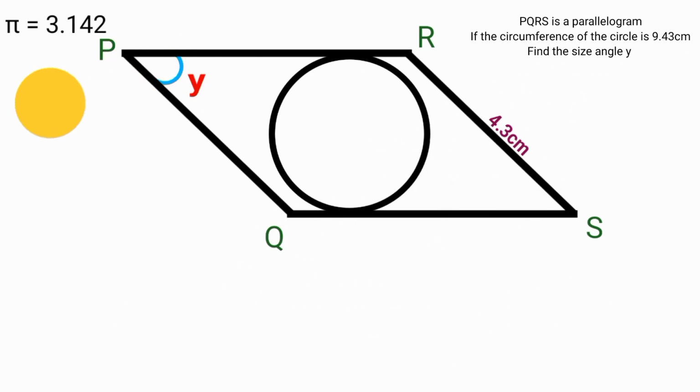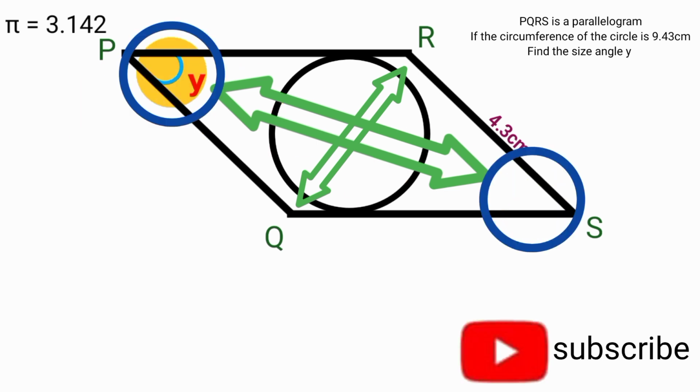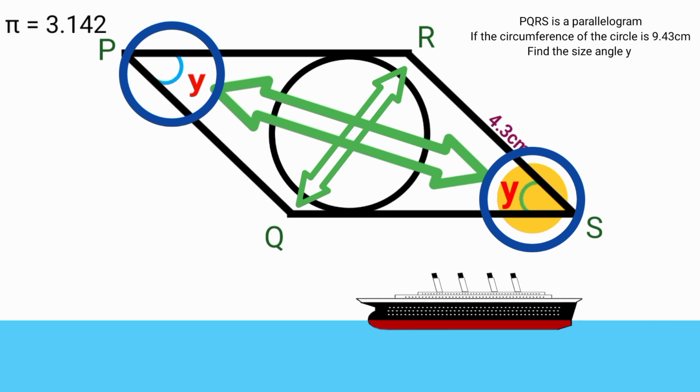Since we know in a parallelogram, opposite angles are equal in size, that means this angle and this angle are equal because they are opposite to each other, and hence this is also equal to y. So we write y here as well.